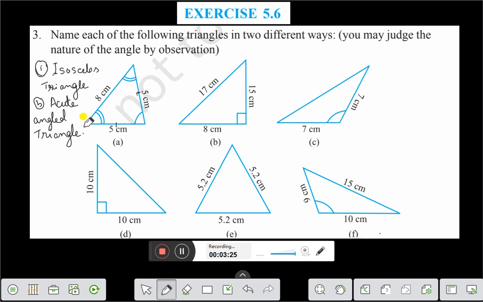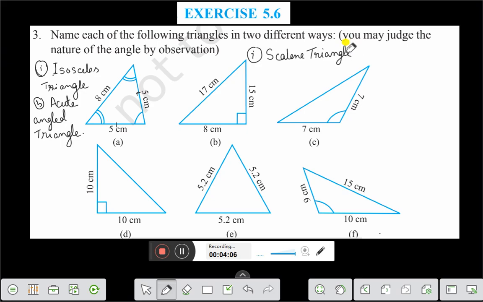Now question number B. Here you see this is 17 centimeter, this is 15 centimeter and this is 8 centimeter. That means all the sides of the triangle are unequal, or different. Therefore, according to naming of triangle according to side, it is known as scalene triangle.